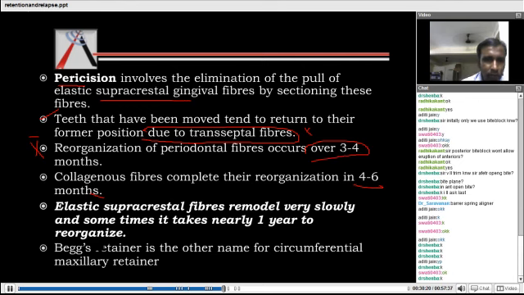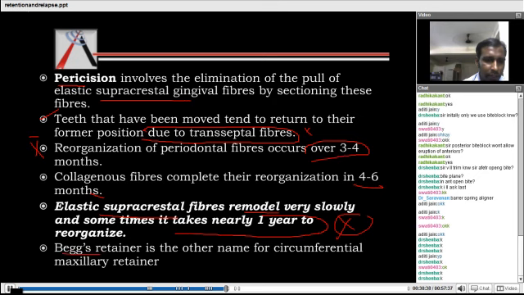Basically your supracrestal fibers take a long time to remodel or reorganize, at least 1 year. So retention should be at least a minimum of 8 months to 1 year that they should wear it. And the Begg retainer is also called the circumferential retainer.